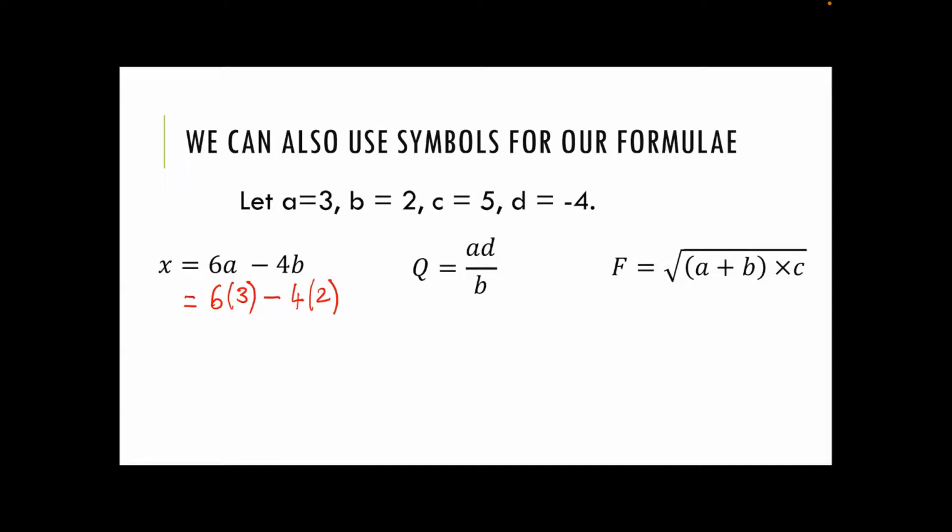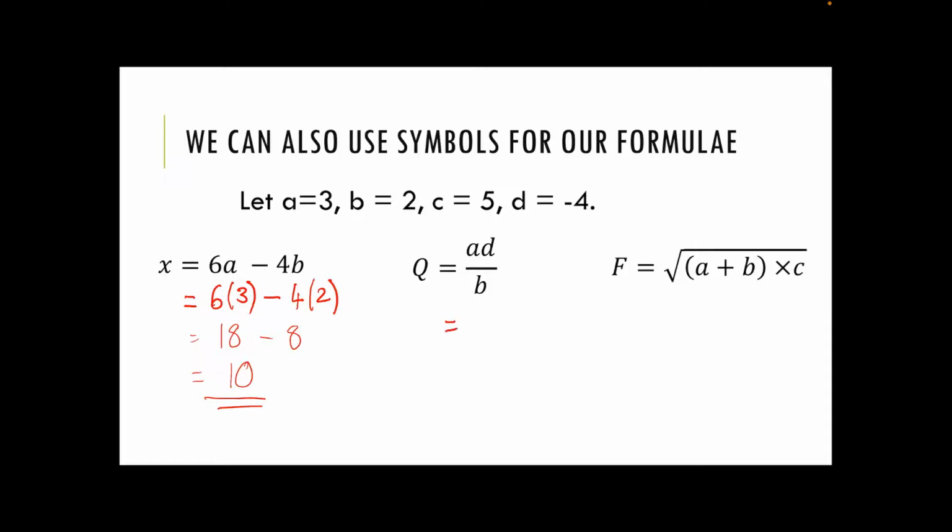So it doesn't become 63 and 42, it means 6 times by 3 and 4 times by 2. 6 3s are 18 and 4 2s are 8, and then 18 take away 8 is just going to give us 10. For questions like this, it is important we remember our order of operations. So that is your BODMAS: Brackets, Of, Divide, Multiply, Addition, Subtraction.